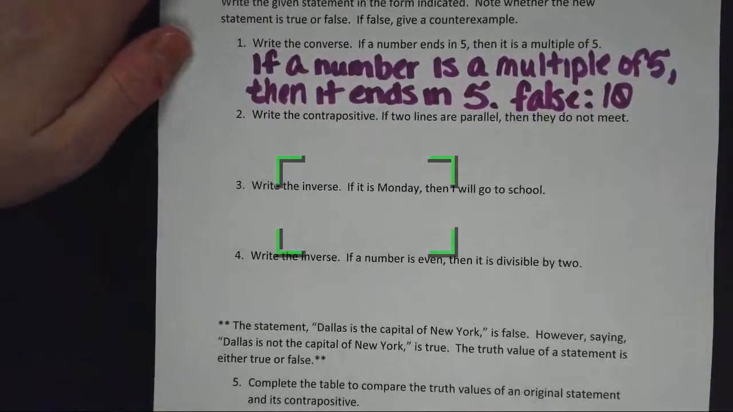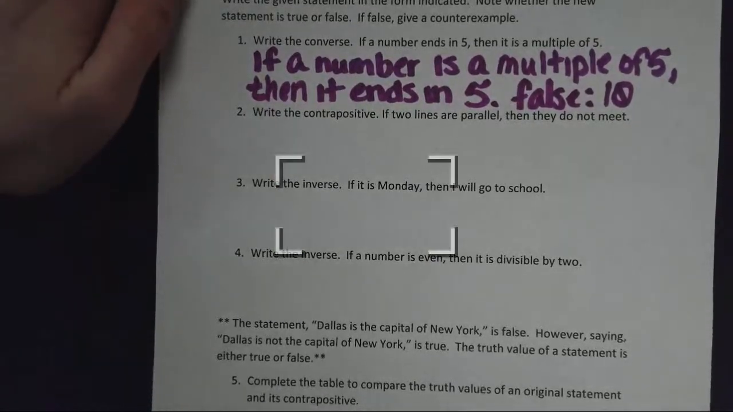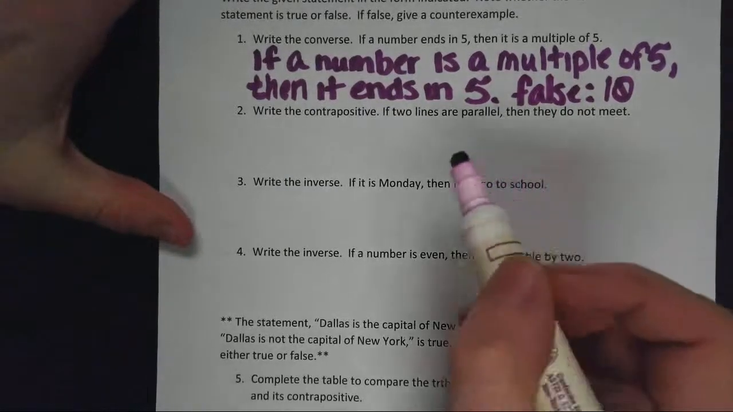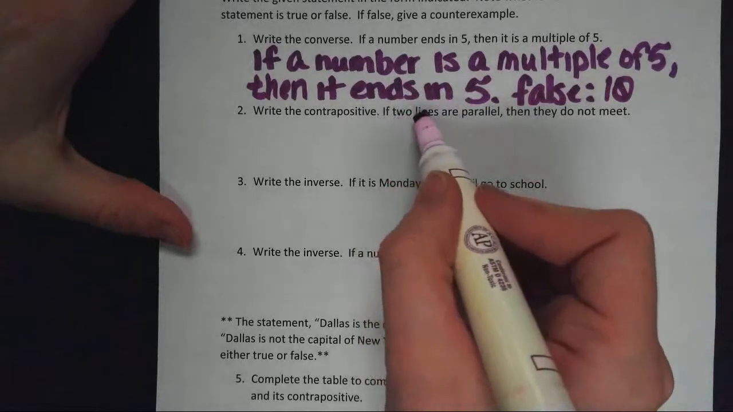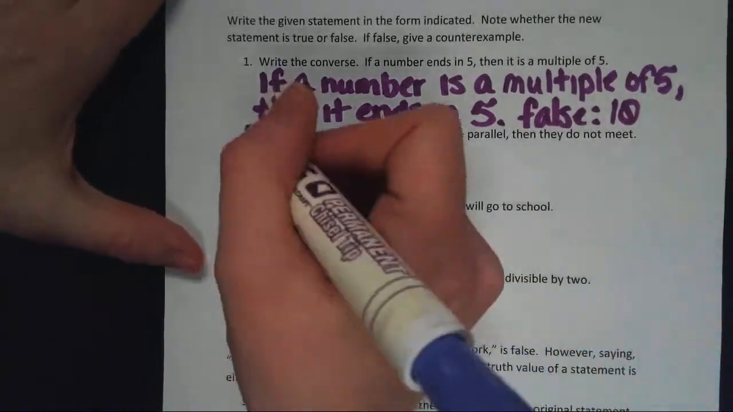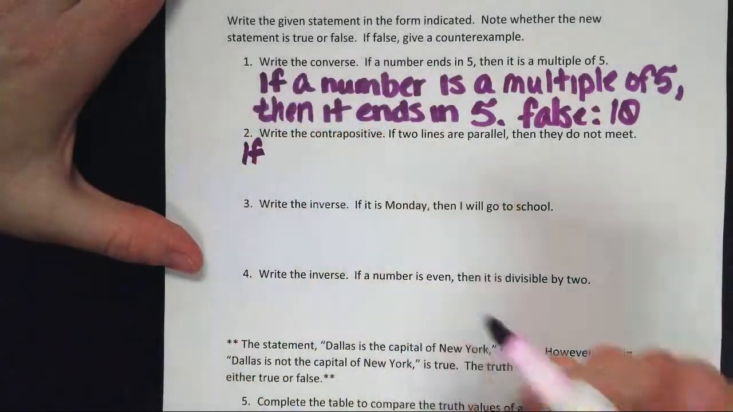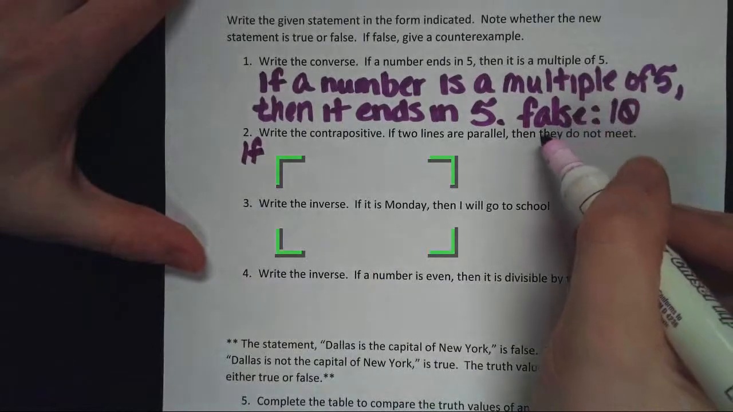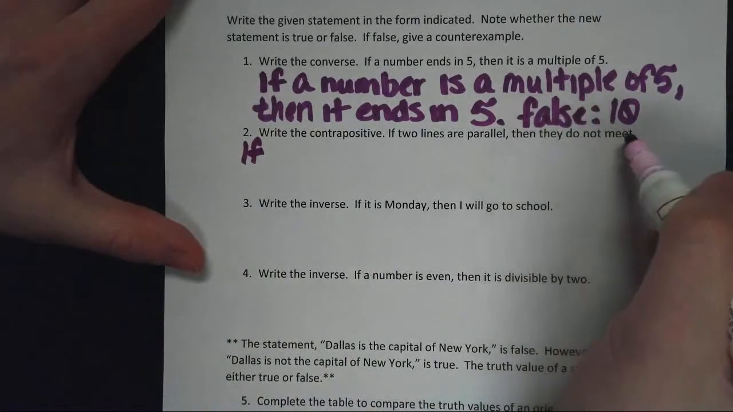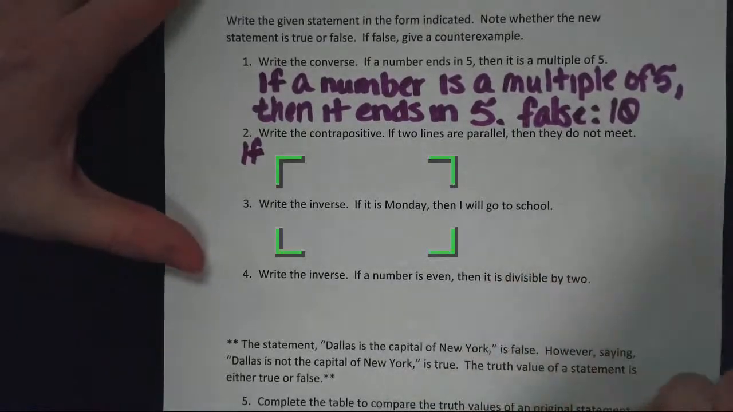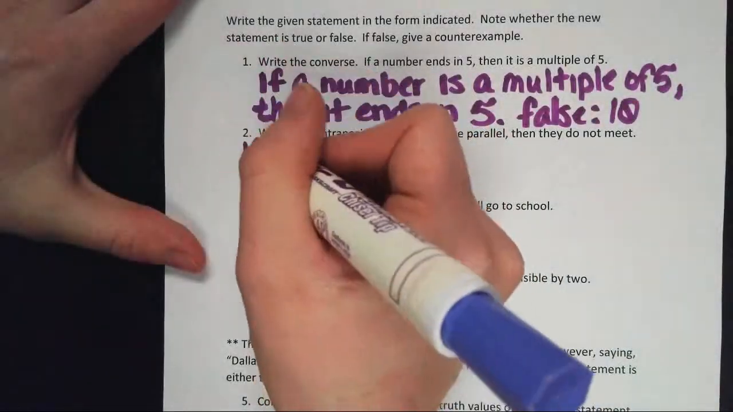Now let's look at number 2. We want to write the contrapositive of this statement, meaning we're going to switch the if and then negate both of them. So our original statement is, if two lines are parallel, then they do not meet. So we want to always start our sentence with if, then we write the opposite of the conclusion. Okay, so the conclusion says the two lines do not meet. The opposite of that would be the two lines do meet, or if the two lines meet.